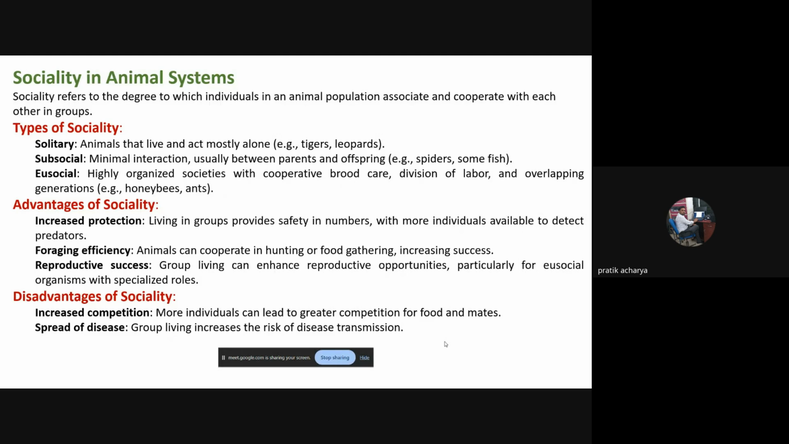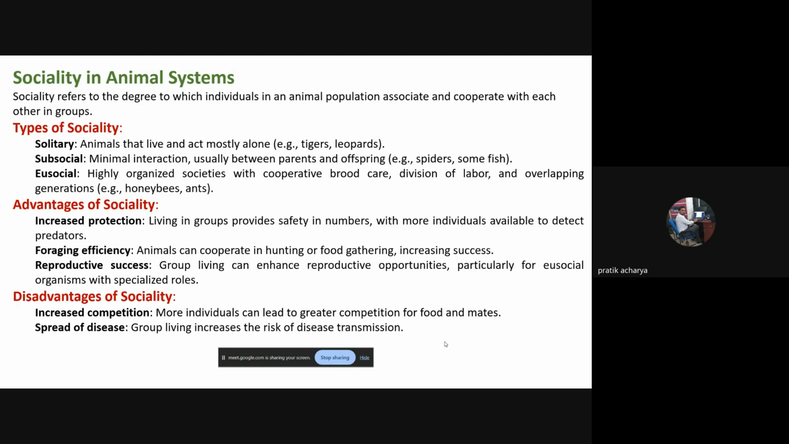Subsocial means minimal interaction, usually between parents and offspring. Spiders, and some fish after spawning, do not have any interaction with the mother for a certain time, but very limited interactions are there. This kind of social behavior is known as the subsocial category. The eusocial category is a highly organized society. Honeybee and ant societies are highly organized, with division of labor and cooperative brood care. That means the organism takes care of its eggs and its young ones.